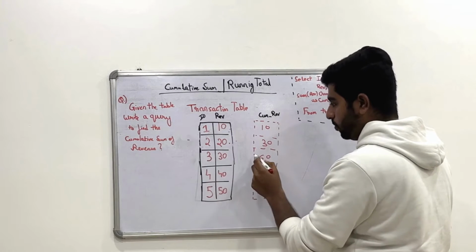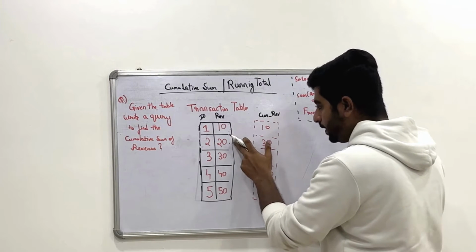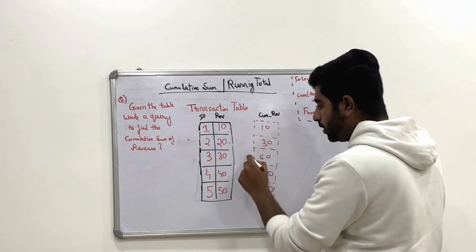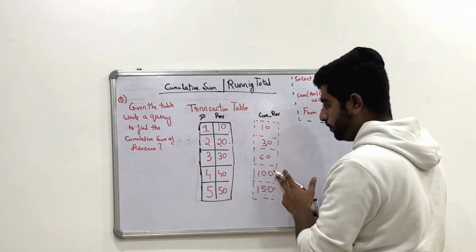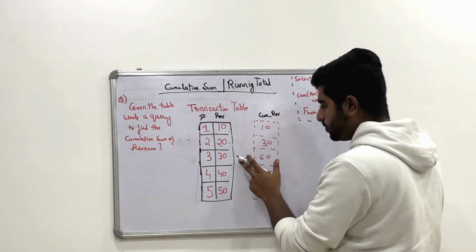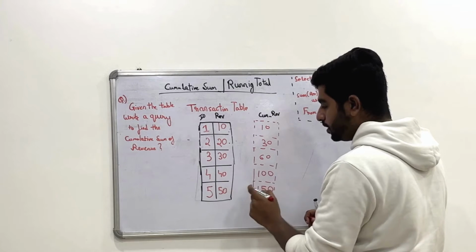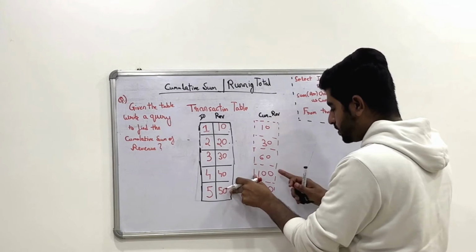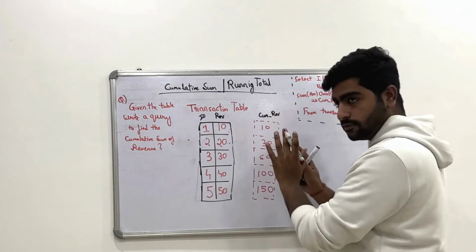For the third row, you are doing the summation of 30 plus 20 plus 10. So all the three rows are getting summed up, and you are getting 60. Similarly, for the fourth row, what should be the answer? It should be 40 plus all the previous rows sum, which is 30 plus 20 plus 10, or 60. For the last row, it will be 50 plus the previous row, which is 100 here, or 40 plus 30 plus 20 plus 10. That is what cumulative sum is.